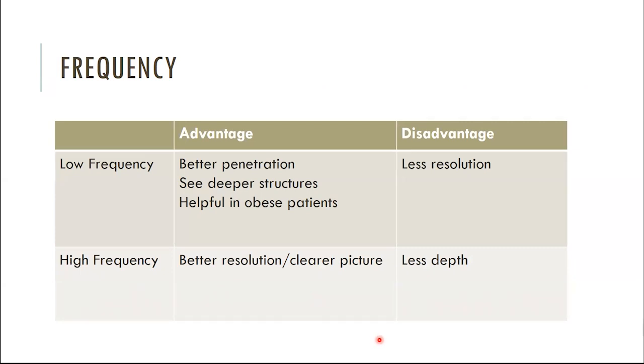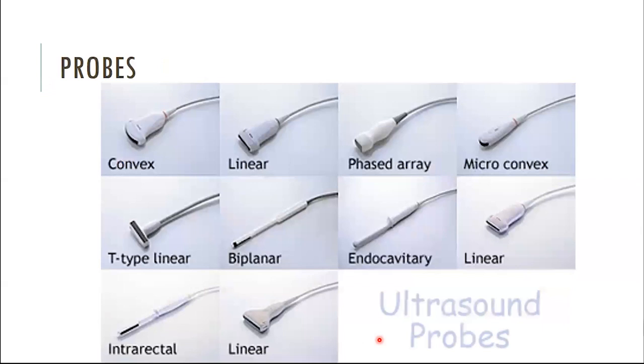Opposite for low frequency. The different probes for nephro-POCUS: we primarily use the convex probe for both our kidney and bladders, but there's certainly applications for using the linear to assess fluid status and your phased array for your cardiac exams.